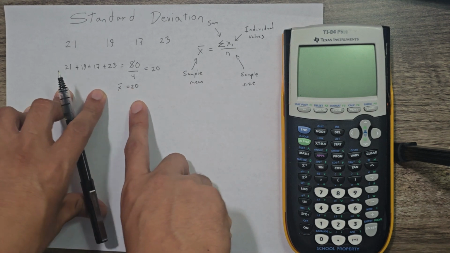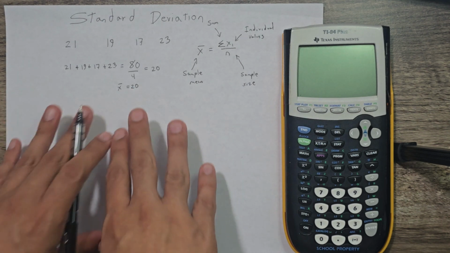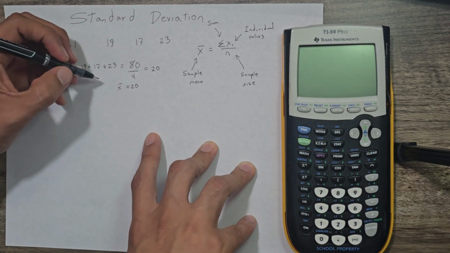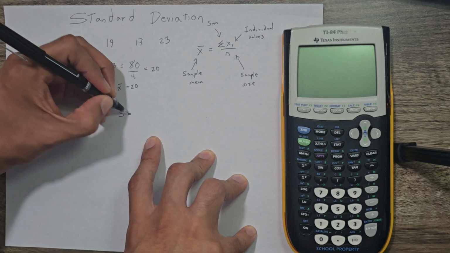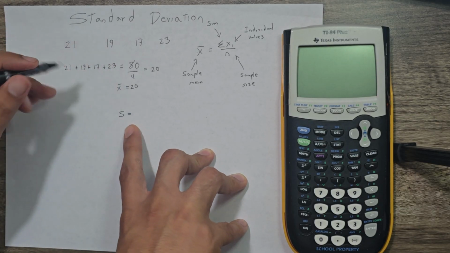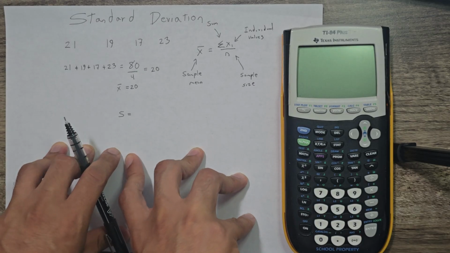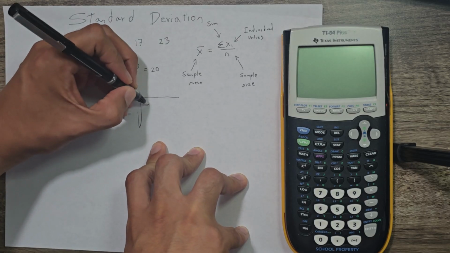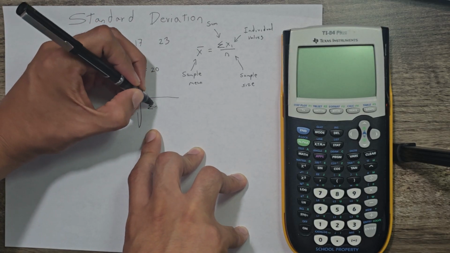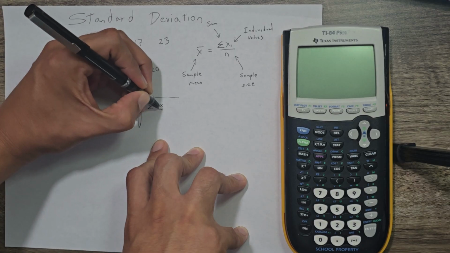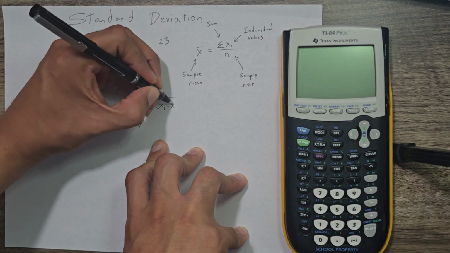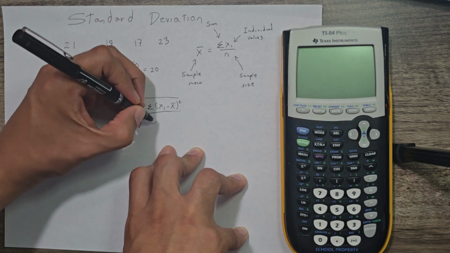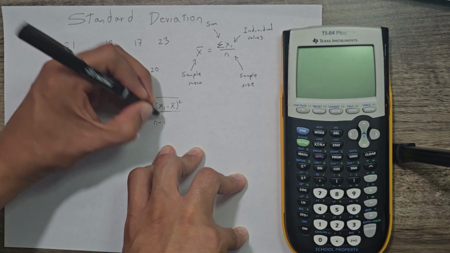So 20 is the x bar, and it is going to be relevant for finding our standard deviation. So as I mentioned, we are going to need our formula. We're going to use S to represent sample standard deviation. And there is a difference between a sample standard deviation and a population standard deviation, but it's a very small one. It does make a difference in the final number, but I'll mention it later when we get to it.